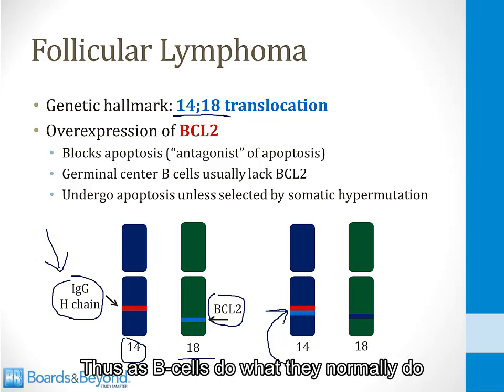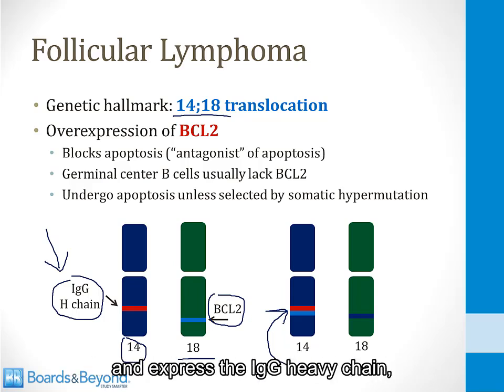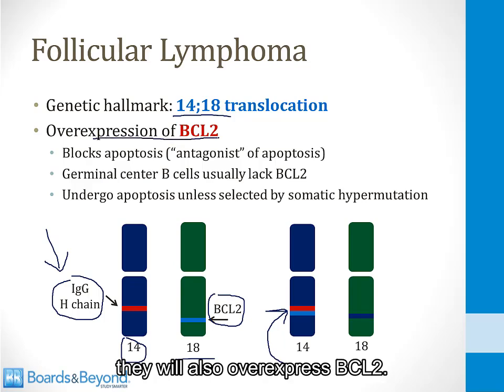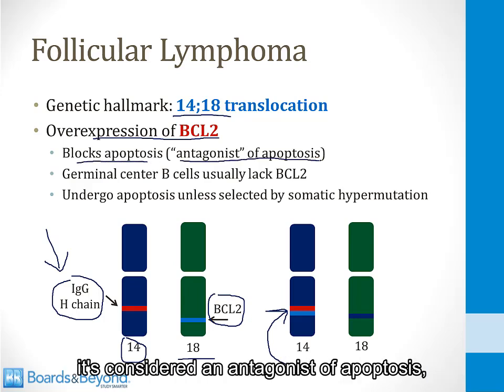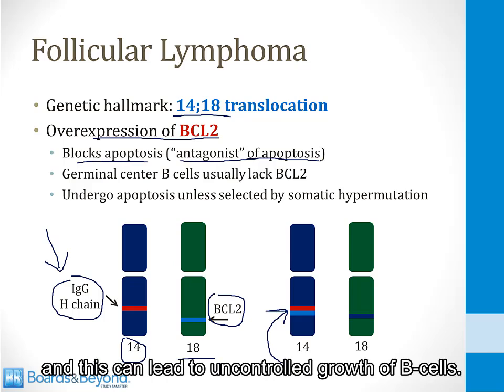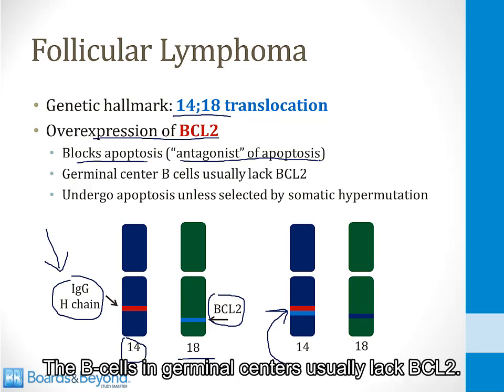Thus, as B cells do what they normally do and express the IgG heavy chain, they will also overexpress BCL2. This is a problem because BCL2 blocks apoptosis. It's considered an antagonist of apoptosis, and this can lead to uncontrolled growth of B cells. The B cells in germinal centers usually lack BCL2.